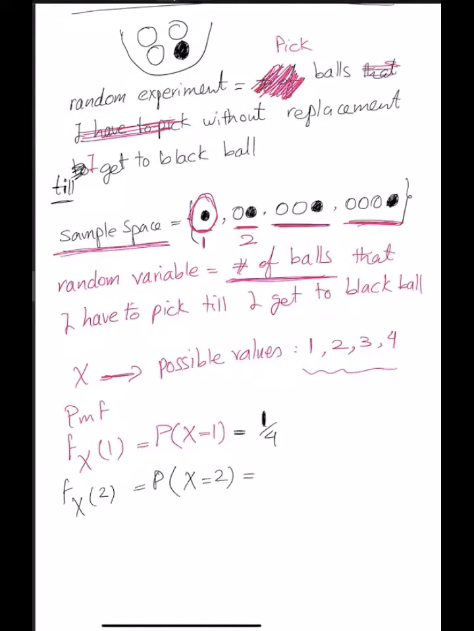Now, f of x2, or the probability of x equals 2. When would that happen? When the first ball that we pick is a white ball, and then the second one is a black ball. And remember, we do this without replacement. So I have 4 balls, 3 of them are white and one of them is black. What is the chance that the first one is a white ball? I pick a ball from these balls. What is the chance that it's white?